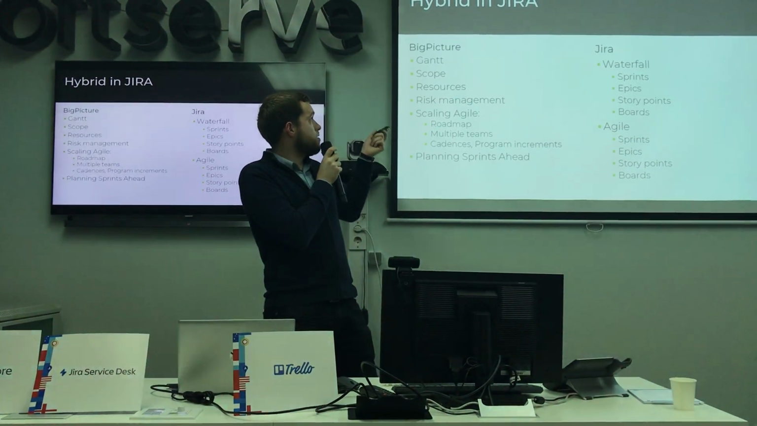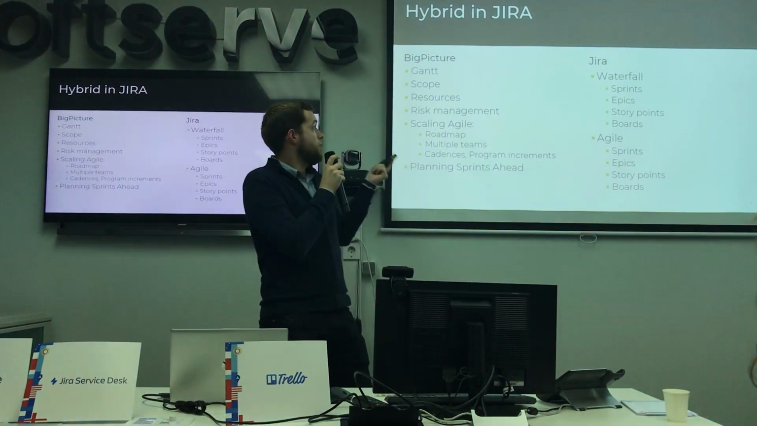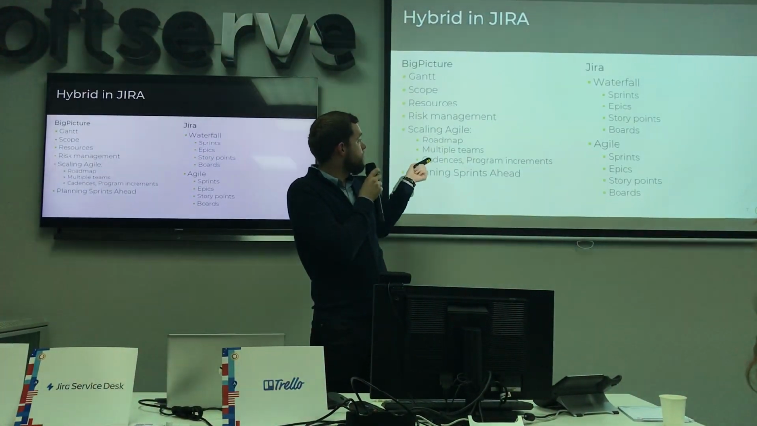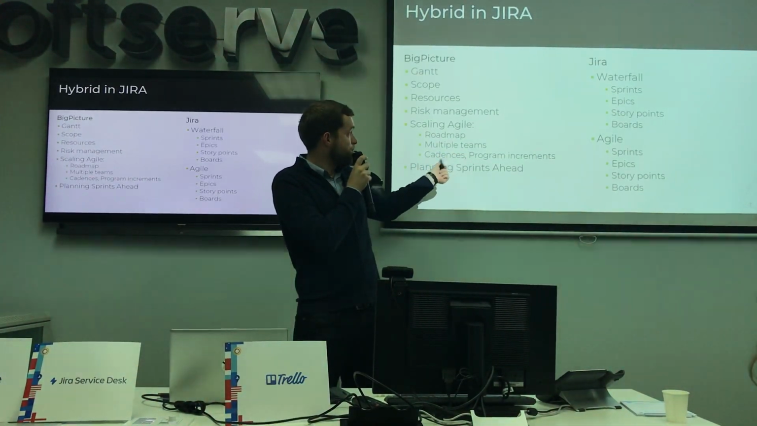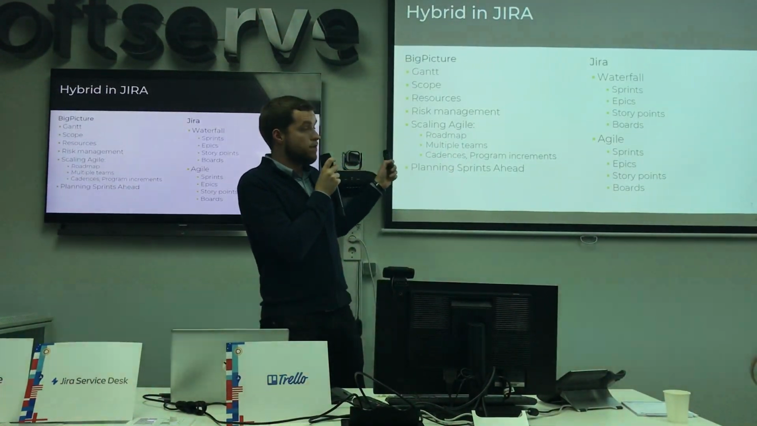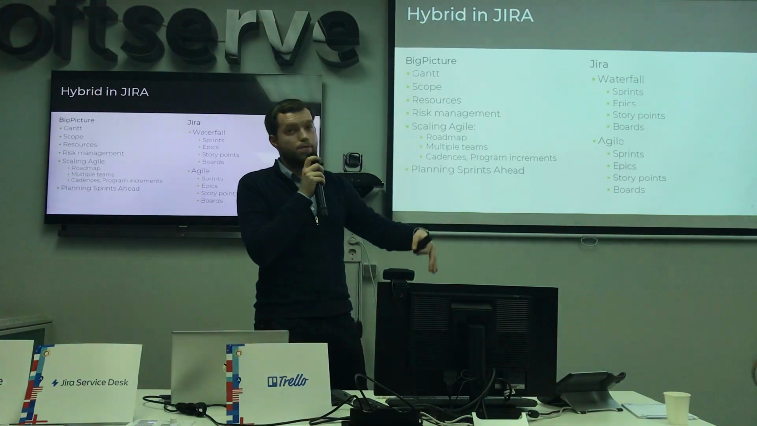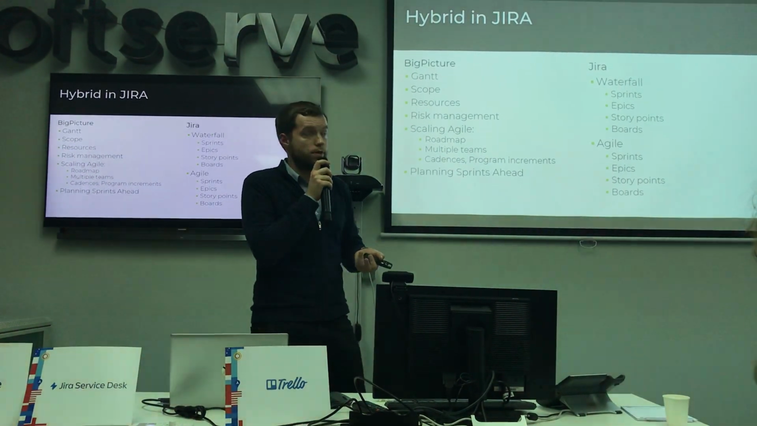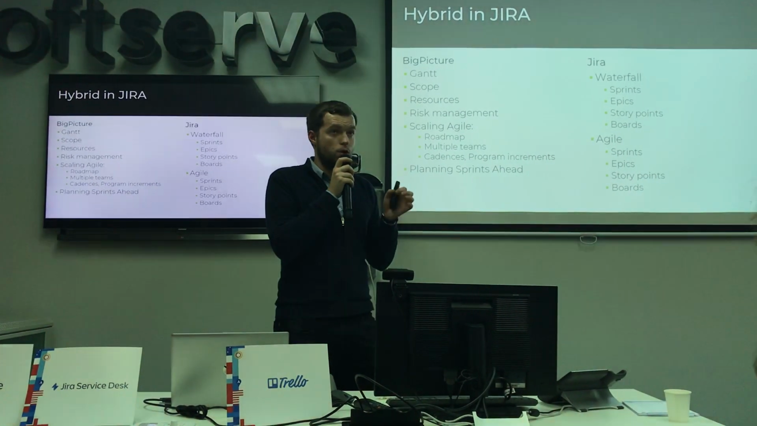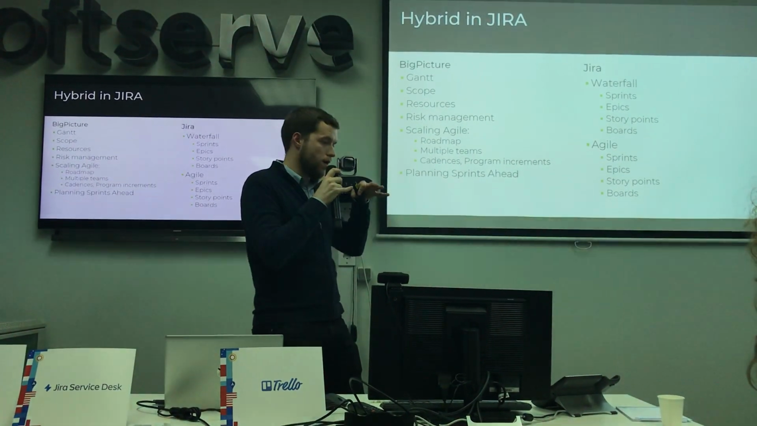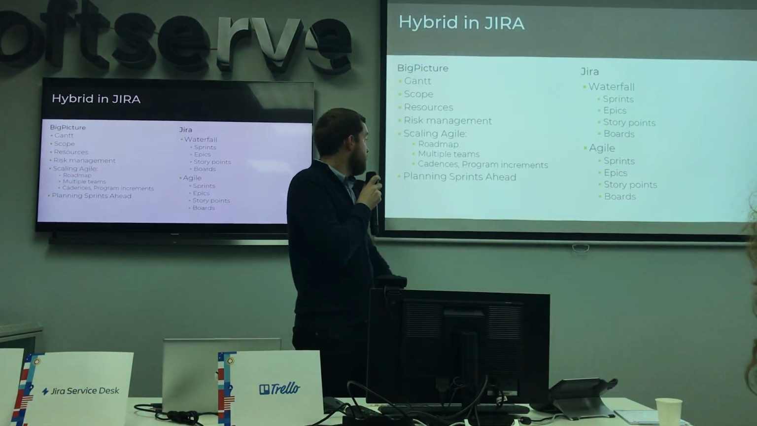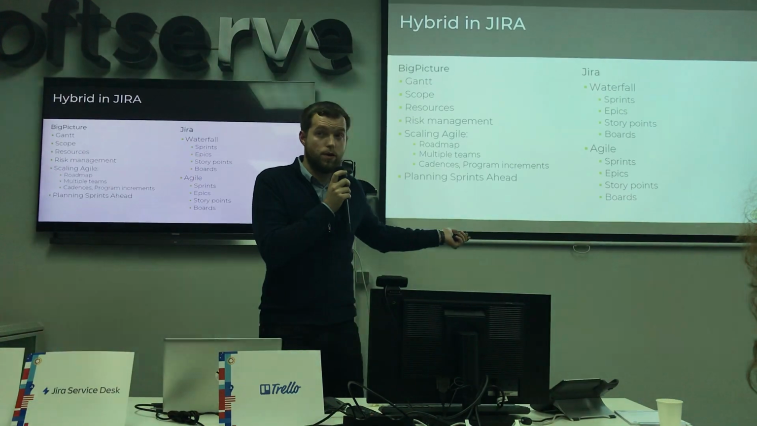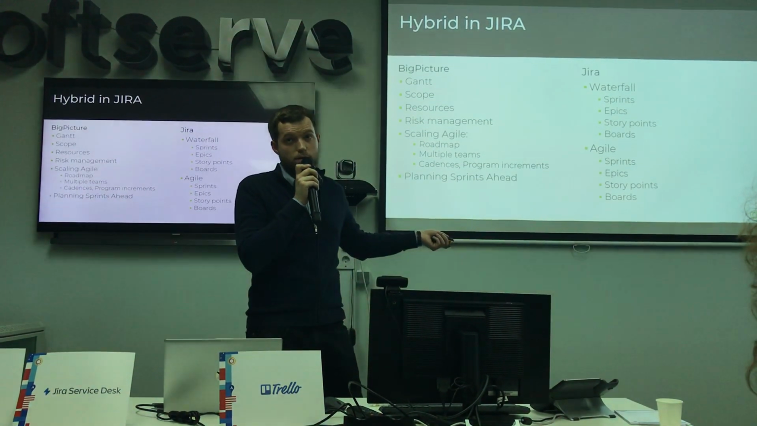Well, here's what I was talking about. BigPicture inside has Gantt, scope, resources, risk management, and also some agile stuff like roadmap. You can work with multiple teams. You can divide your whole life cycle into cadences and program increments. You probably use it. So it's all stuck inside one framework, I would say. And of course, you can plan your sprints ahead with the use of this plugin alone.